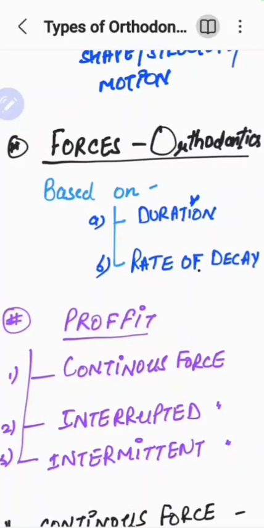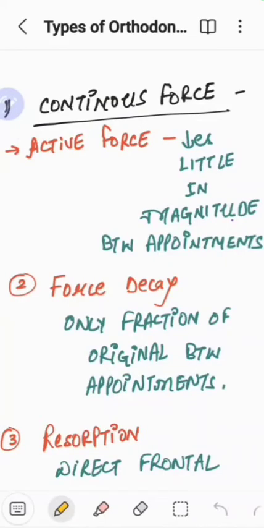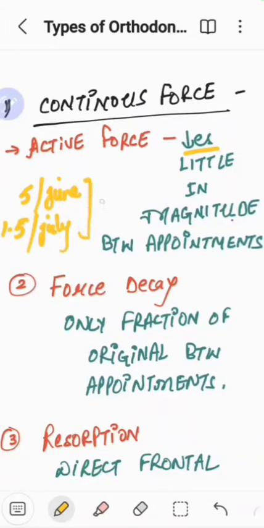Now, let's discuss each force one by one, starting with the continuous forces. In continuous forces, the active forces decrease little in magnitude between the appointments. Supposedly, a patient visits the orthodontic clinic on the 5th of June, and the next visit is nearly on the 5th of July, approximately a 20 day duration.